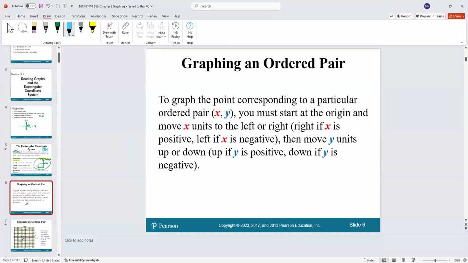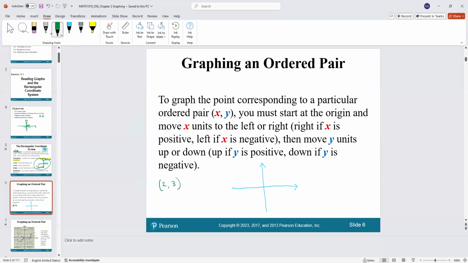To graph the point corresponding to a particular ordered pair (x, y), you must start at the origin and move x units to the left or right. If x is positive, you move to the right. If x is negative, you move to the left. Then you move y units up or down. Let's suppose we have, in the XY plane, two coordinates, x and y. The first number is 2 and the second number is 3.